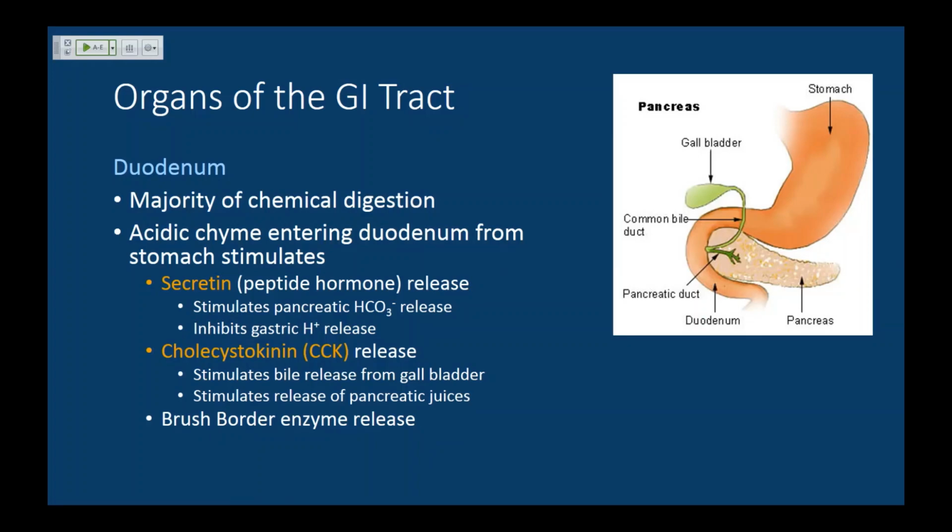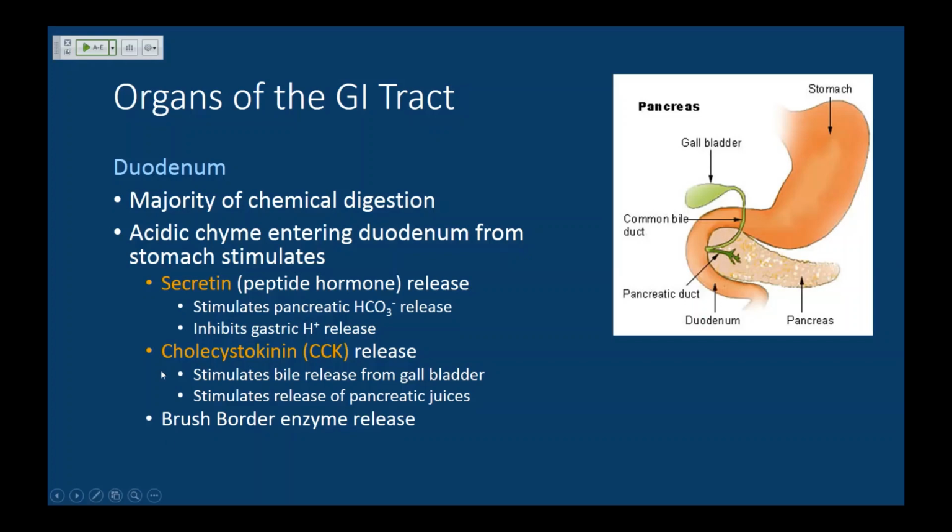It handles the majority of the chemical digestion of our food. The acidic chyme, which is a term for the modified food that's in the stomach, entering the duodenum will stimulate the secretion of a couple different things. One of which is secretin, a peptide hormone that will stimulate pancreatic bicarbonate release and inhibit further gastric acid release. This is directly involved in protecting the lining of the duodenum and the rest of the small intestine from the acid from the stomach. So we produce more bicarb, we inhibit acid release.